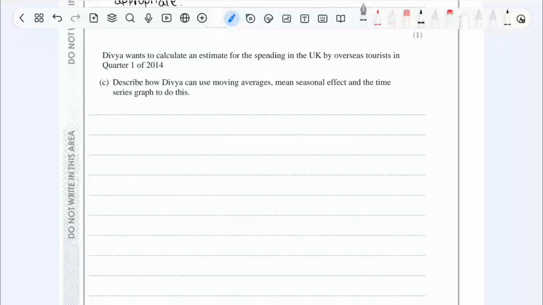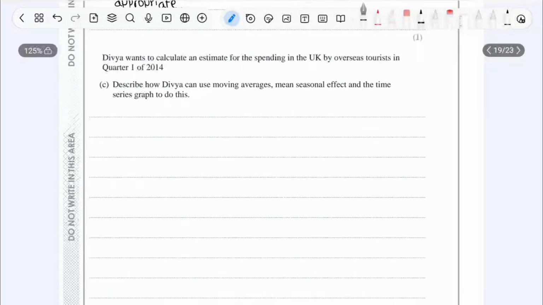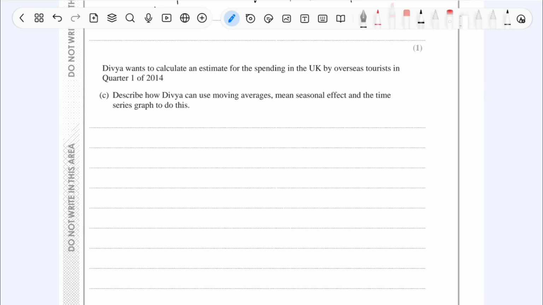Divya wants to calculate an estimate for the spending in the UK by overseas tourists in quarter 1 of 2014. Part C. Describe how Divya can use moving averages, the mean seasonal effect, and the time series graph to do this, and just note that it's a 5 marker. I'm going to pick out the keywords here: calculating an estimate, quarter 1 and then 2014, and the keyword here is describe.